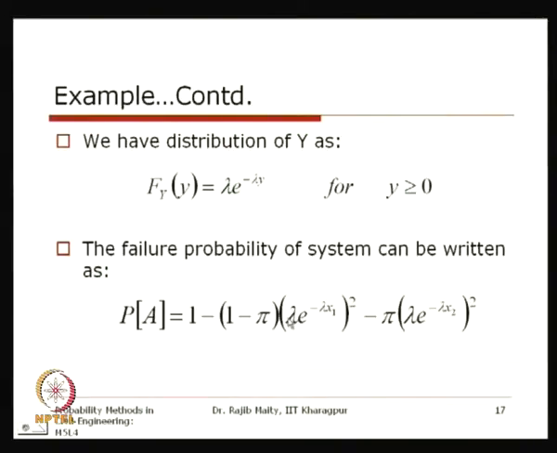Now, these parameters we know, as we have declared that we know the distribution. So, that means we know these parameters also, the lambda we know and this pi we know. If we know these parameters, we know the amount of water, that is x1 and x2, their magnitude. So, with this magnitude we can calculate the probability of this failure.